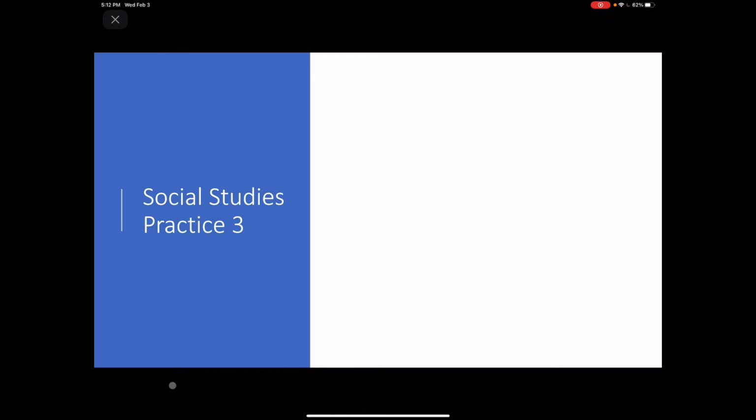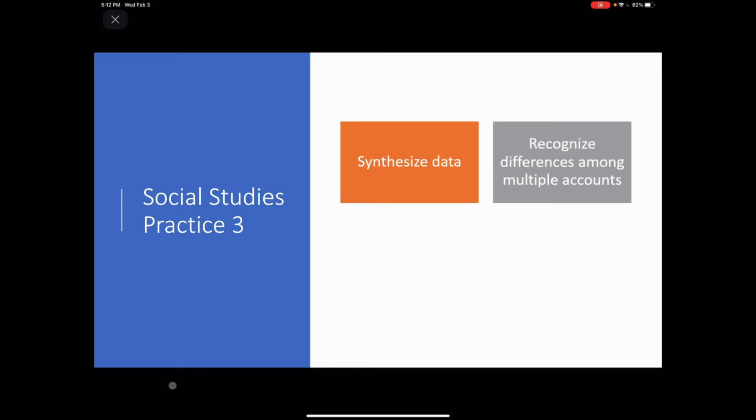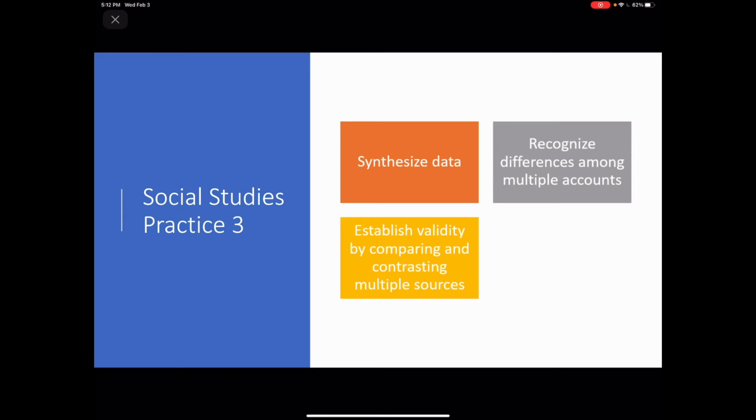Social studies practice number 3. It's where you start to synthesize the data. I'll tell you what I mean by that. You can recognize differences among multiple accounts. You're going to establish validity by comparing and contrasting multiple sources. Okay, if you're trying to make a claim, you want to look at what multiple sources say to make sure that your claim is valid.